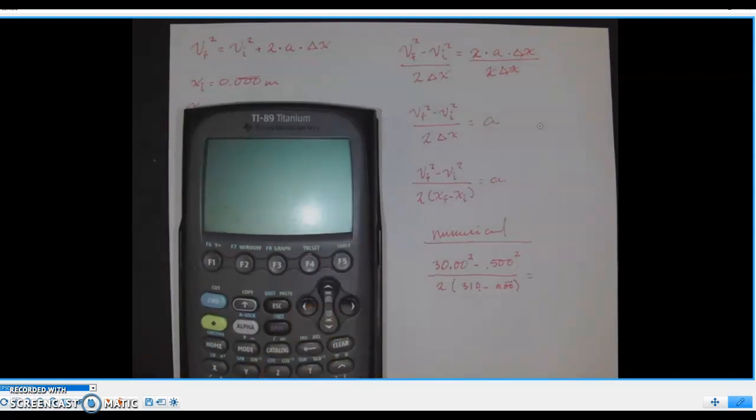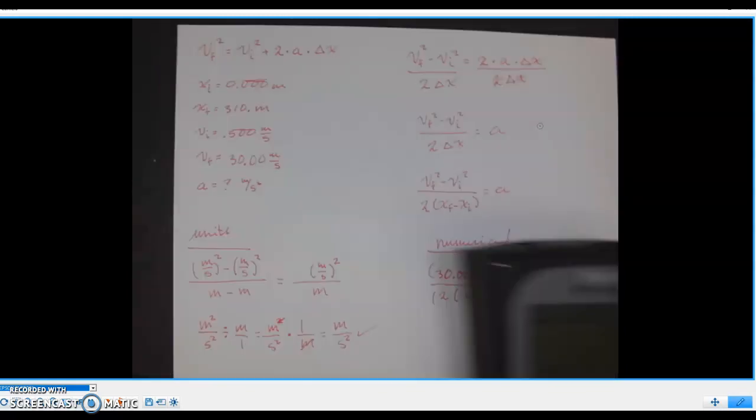Be careful when running this in your calculator. If you're going to do this all at once, you need to recognize this is the top and this is the bottom, right? I have to tell my calculator. Again, you could chunk these calculations, but if you're going to do it all at once. Okay, all of that is on the top of my fraction. I'm going to divide that by 2 multiplied by 310 minus 0, or 310. 1.45121.